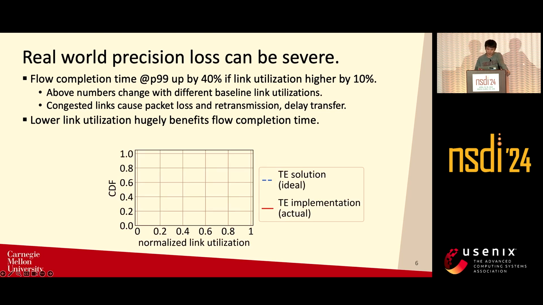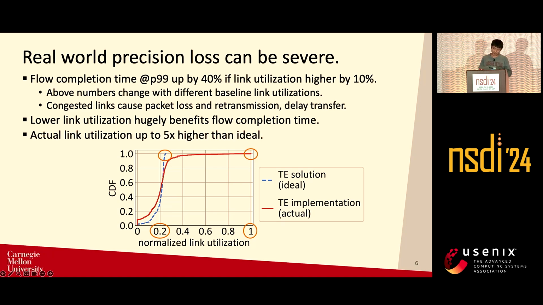This figure shows the CDF of link utilization in this Google network. And the blue curve represents an ideal scenario when the group weights are implemented precisely, so there's no precision loss at all. And then the red curve here is the actual link utilization measured from this network. As you can see, there is a long tail of high link utilization. That's about 15% of the total links. And if we look at the worst case, the actual link utilization can be up to 5 times higher than the ideal case. In addition, we also observed congestion loss on the worst few links.